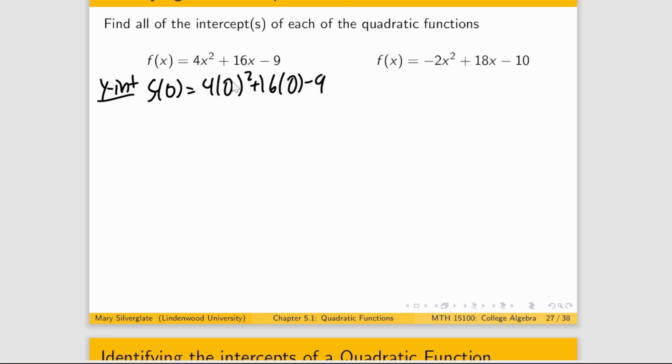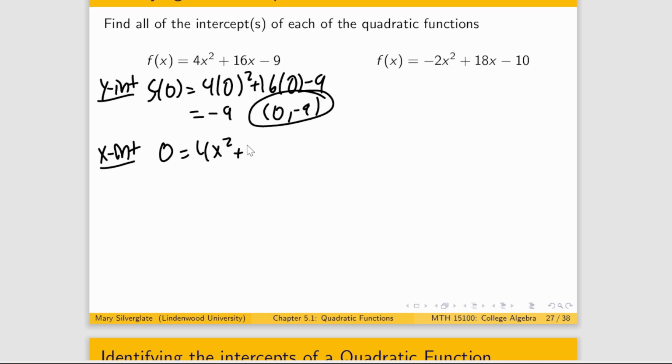And what do you notice happens? That first term goes away and becomes 0. The second term goes away and becomes 0. I'm just left with the last term. So there's actually very minimal arithmetic needed to find the y-intercept, which is sort of nice. For the x-intercept, I plug in 0 for f of x instead, because I'm plugging in 0 for y, and f of x is another name for y.